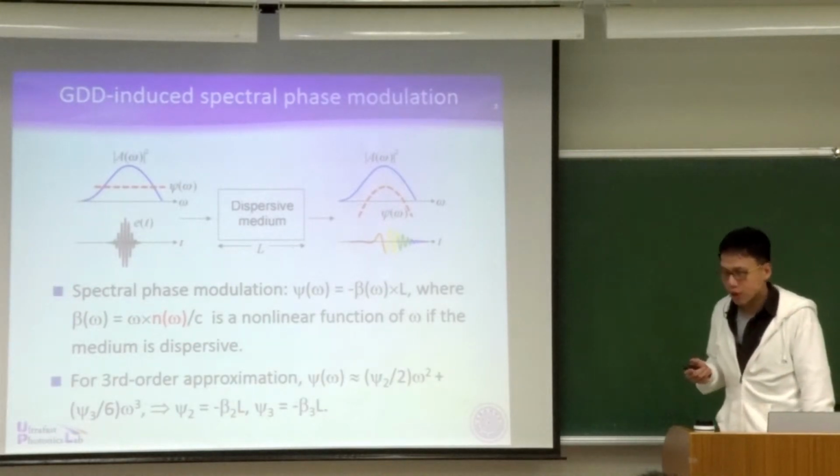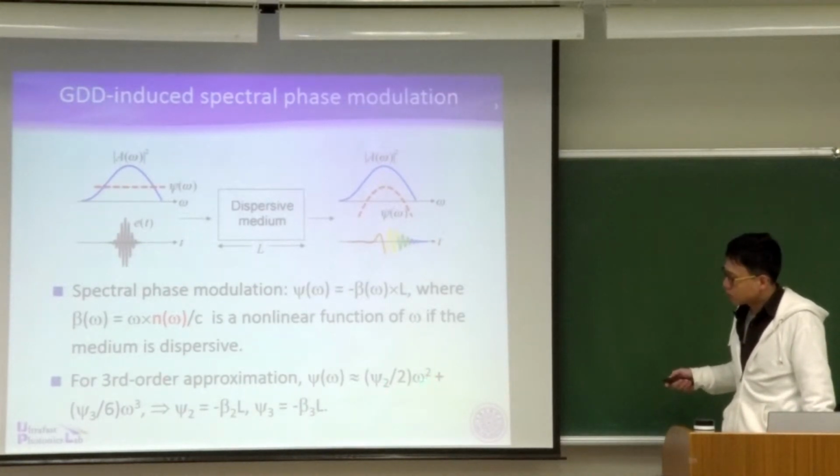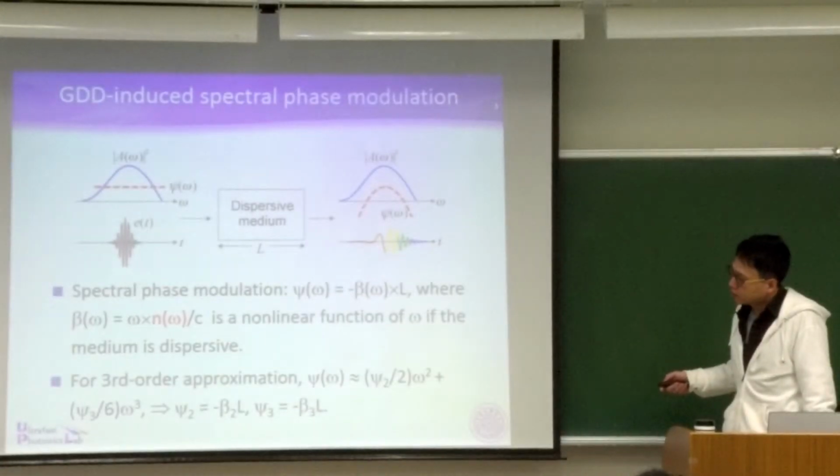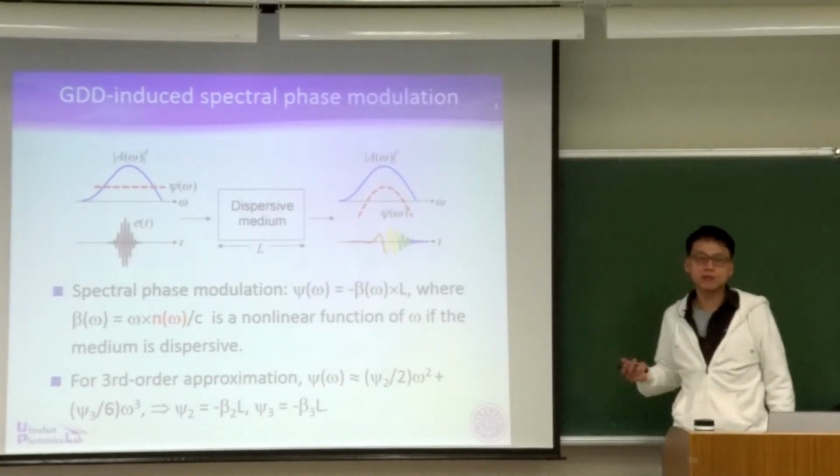If we restrict ourselves to third order approximation, the spectral phase modulation function can be represented by a second order contribution proportional to omega squared, and a third order contribution proportional to omega cubed, where these two coefficients, psi 2 and psi 3, are related to beta 2, beta 3 in these two ways. Basically proportional to thickness.